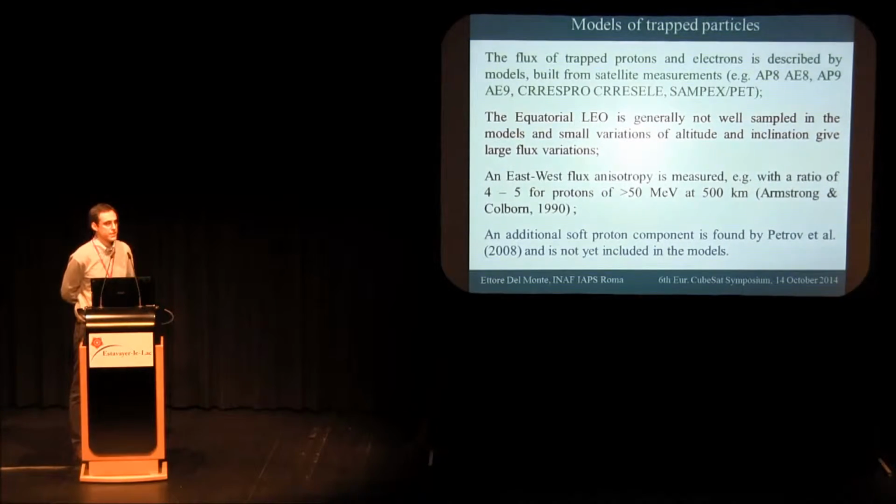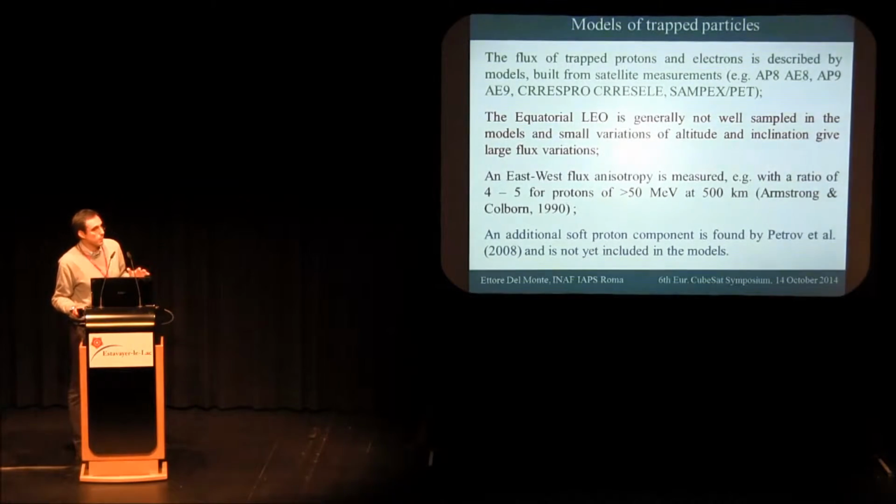During the years, with many observations on satellites, models for the so-called trapped particles, which are the particles that I'm referring to, have been built in order to describe the flux at different latitude, longitude, and altitude. And these are, for example, the AP8 and AE8, and the new AP9 and AE9, or some other examples.